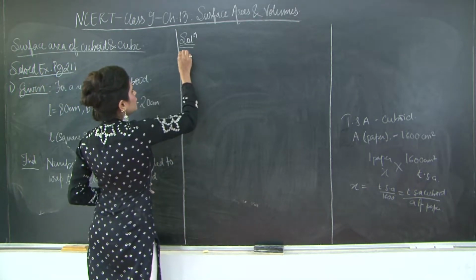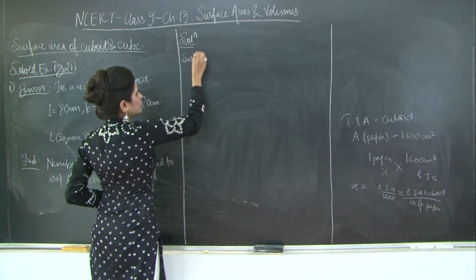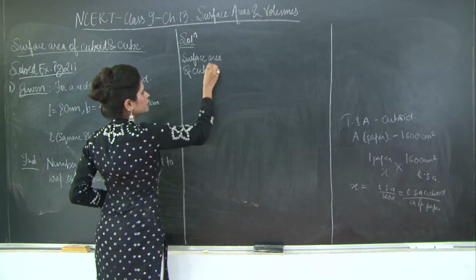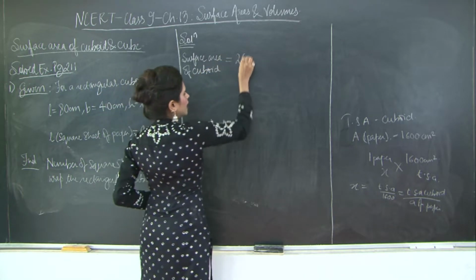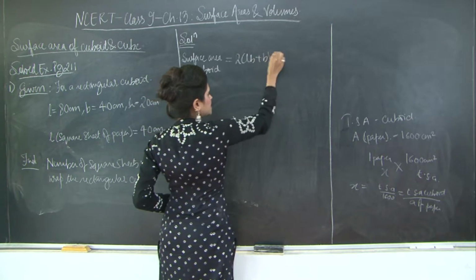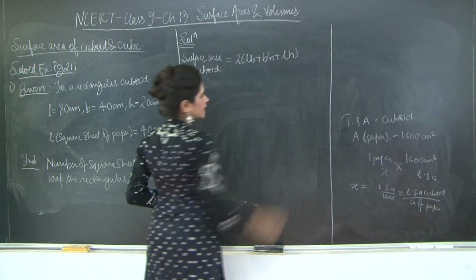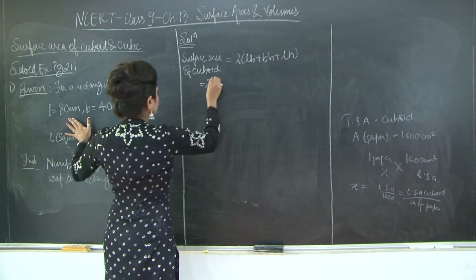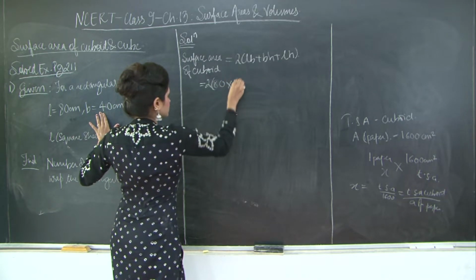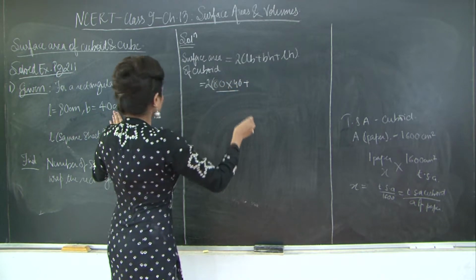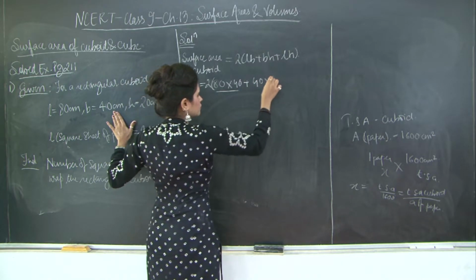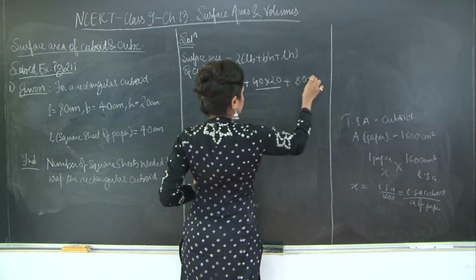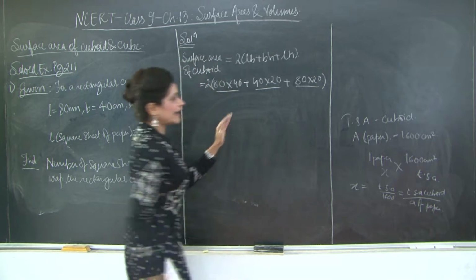I'll say surface area of cuboid is given by 2 (LB plus BH plus LH), where L, B and H stand for length, breadth and height respectively. So, this is going to be 2 into length. So, your length is how much? 80, breadth is 40, plus 40 into 20 plus 80 into 20.